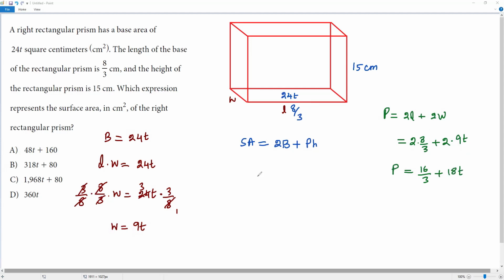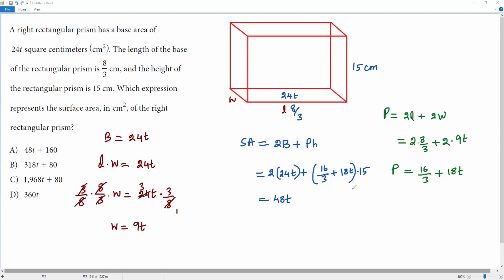Okay, now let's continue over here. 2 times, we know that this capital B represents the base area 24t. Let me plug in 24t for this capital B. Plus, this is the perimeter of the base we got over here, that is 16/3 plus 18t, and this h is the height of the prism, that is 15. Let me plug in. Okay, here 2 times 24t is 48t.